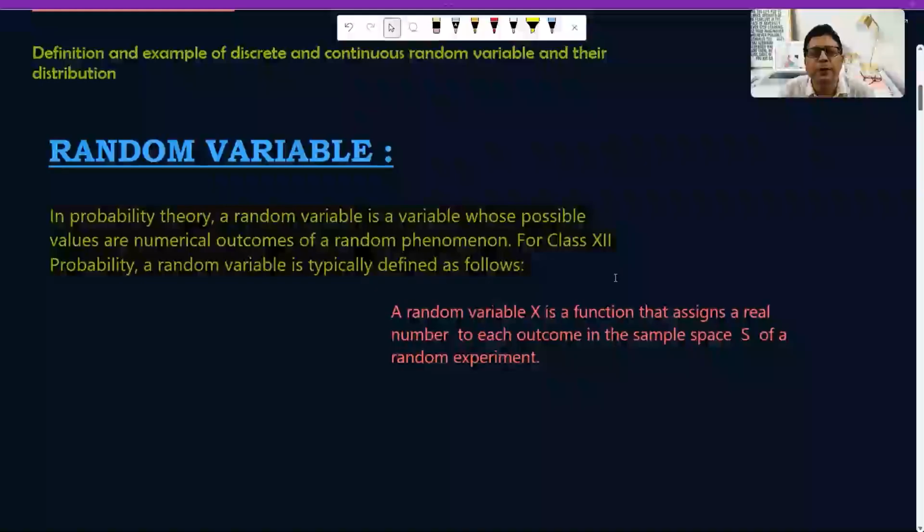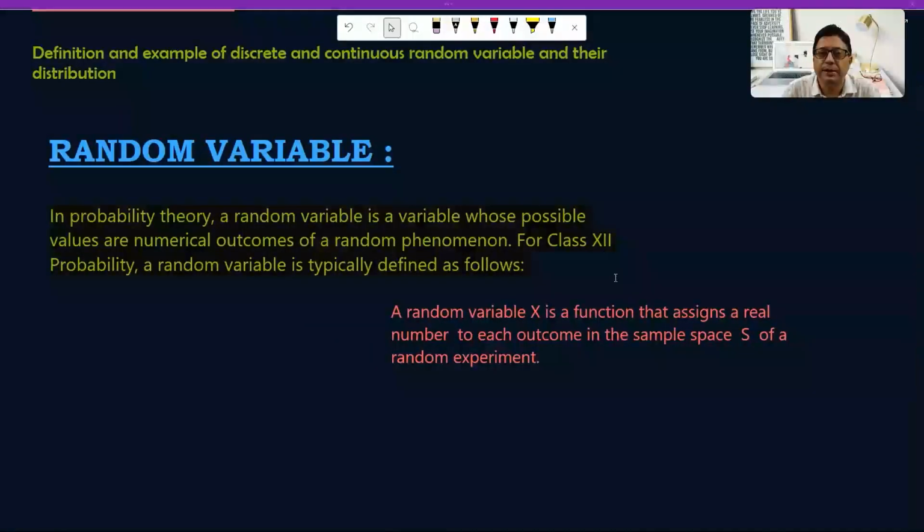I hope all of you remember what a random experiment is. You have already done random experiments in class 11, so many chapters on it, so I expect that all of you remember it properly. The outcomes of a random experiment are not known. You can say what is going to happen, but it is a probabilistic situation. Maybe wrong or right.